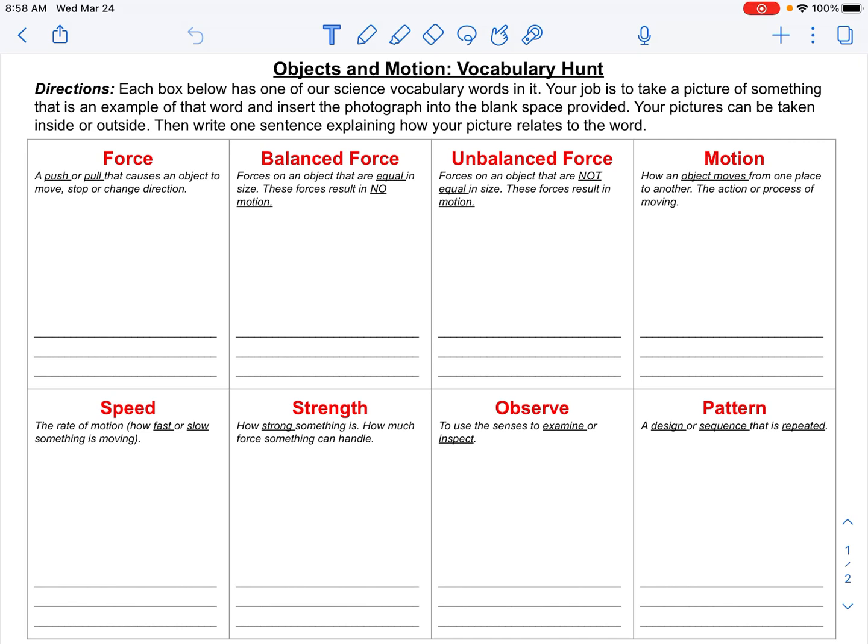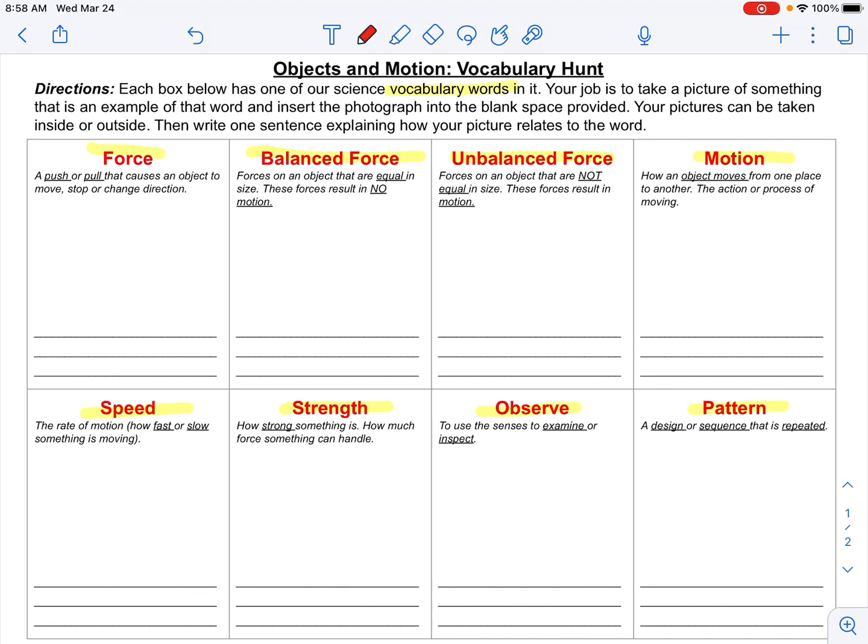So the directions for this assignment, the vocabulary hunt, are: each box below has one of our science vocabulary words in it. So you can see that right here. We have force, balanced force, unbalanced force, motion, speed, strength, observe, pattern. So we have all of our vocabulary words in a box.